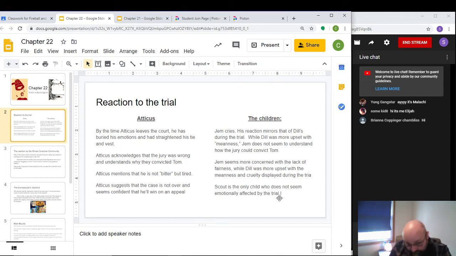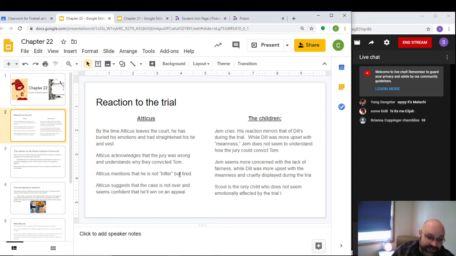Scout doesn't really voice the way she was affected emotionally one way or the other. She is kind of a witness. She views Atticus's reaction. She views Dill's reaction. She views Jem's reaction. She doesn't really judge any of them for the reaction, though. She's kind of emotionless here and detached.